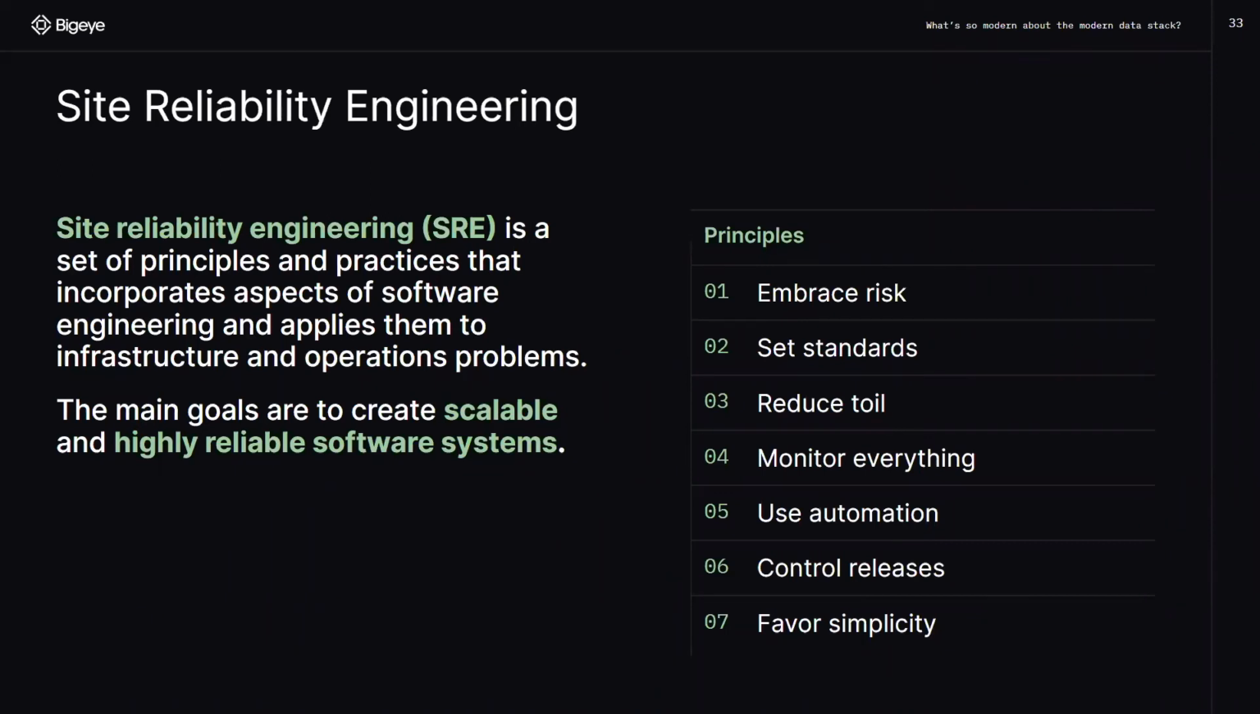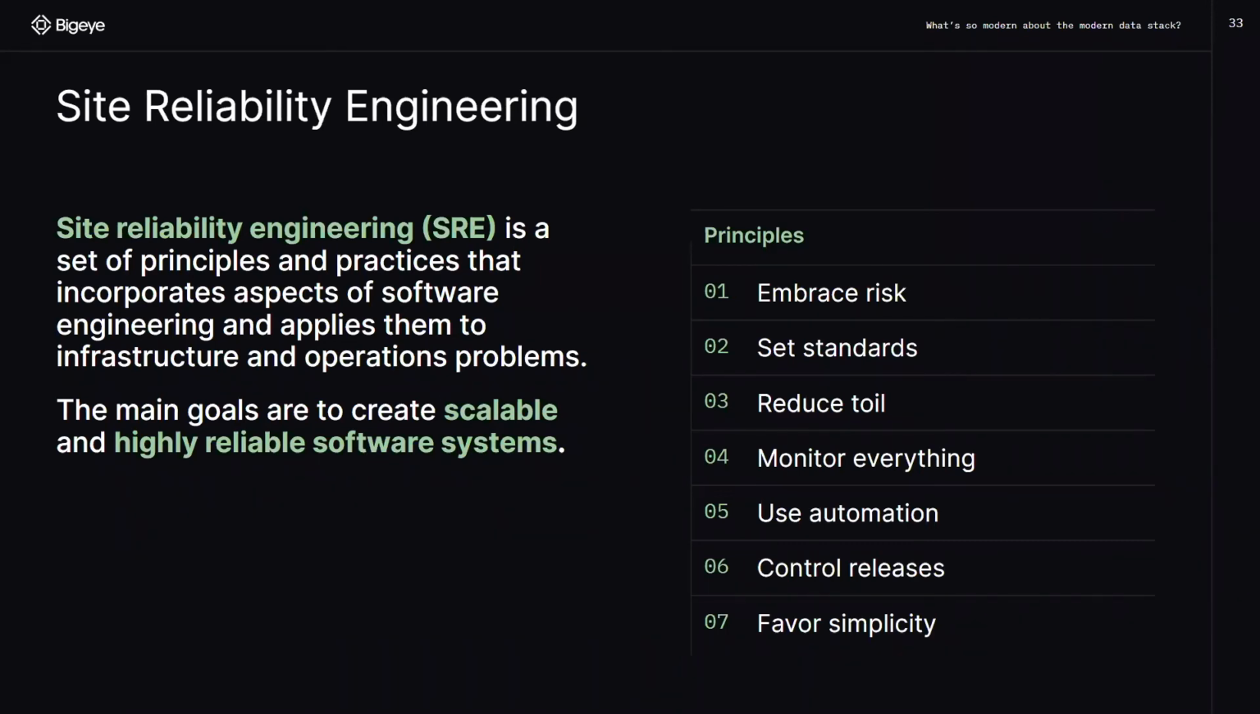So let me talk about what a site reliability engineer is, right? This is kind of the latest level on the people side and on the data side of software development. A site reliability engineer is a set of principles, a set of rules and practices. It's a role that a person has to ensure the scalable and highly reliable operations and deployment of infrastructure, right? And these seven principles come from Google's SRE guide.